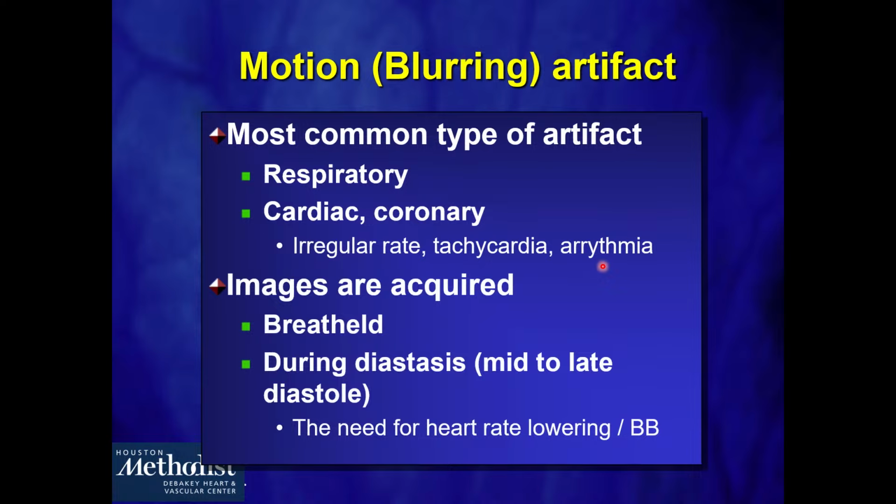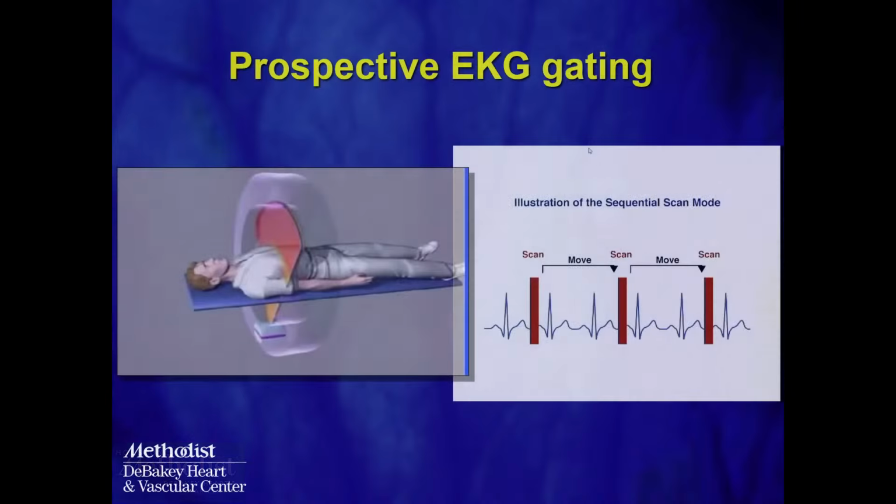If we go back and think, how are the images acquired? Typically, we ask the patient to hold their breath because we want to minimize respiratory motion. And number two, we time our acquisition during the diastasis period. By definition, this is the mid to late diastole, because this is the time when the coronary arteries are filling with blood, and when the coronary arteries are the largest and have the least motion. Hence the need for heart rate lowering or beta blocker in our cardiac CT acquisitions.